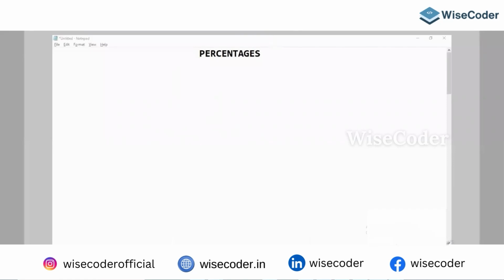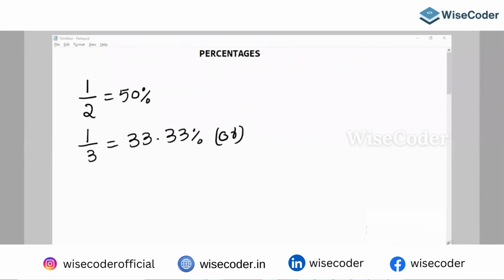Please write down, everybody. 1 by 2, everybody knows. 1 by 2 is what, guys? 50%. 1 by 2 is 50%. 1 by 3. What is 1 by 3? 33.33%. Guys, 1 by 3 is 33.33, or we can write the same as what?